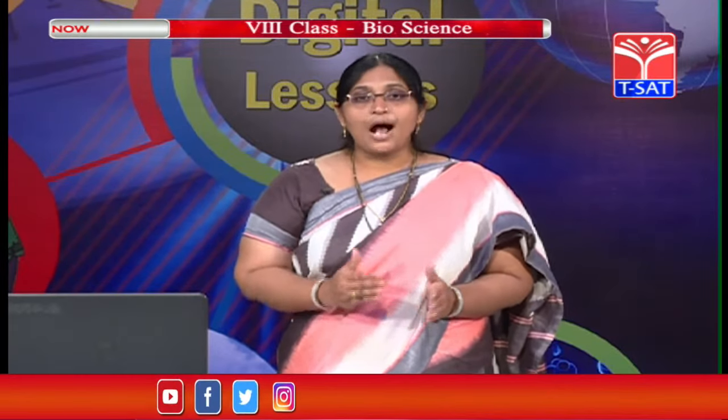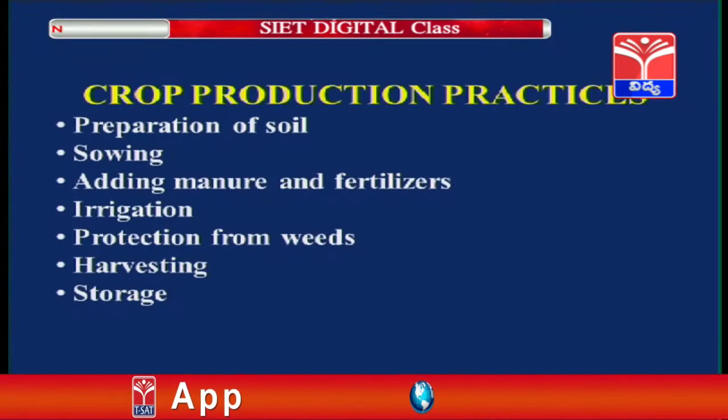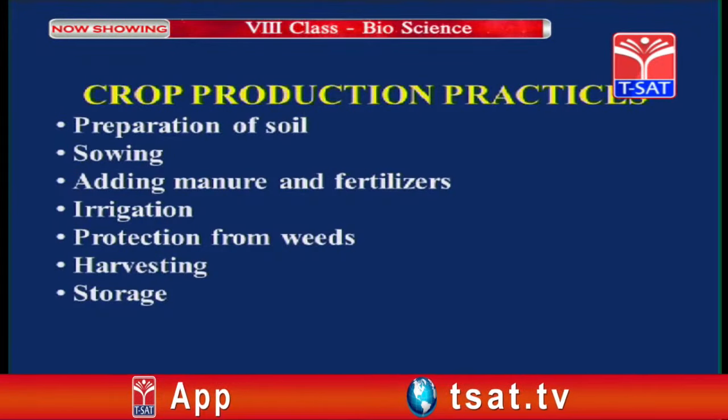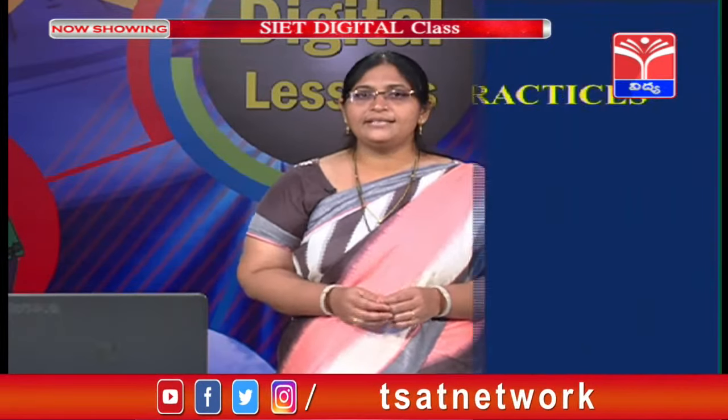rice in agricultural land. How the production of rice takes place, we will discuss now. So, crop production practices. Not only in paddy, each and every crop requires some production practices. Some methods have to be followed. What are those methods? See in this, children.